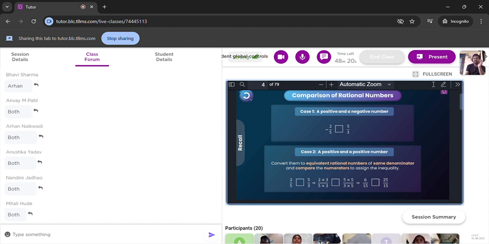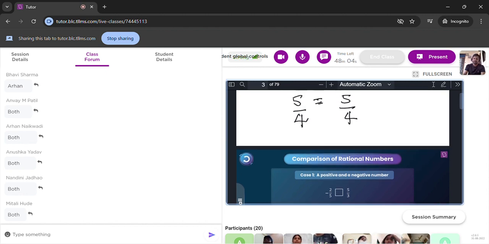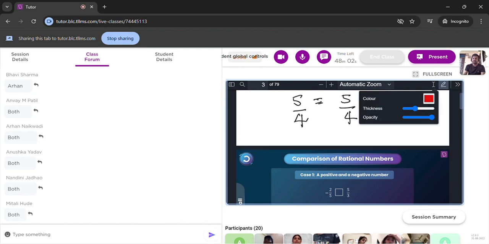We are given two rational numbers. First one is minus 2 divided by 5, and second one is 5 divided by 3. Now we have to compare which one is greater, either minus 2 by 5 or 5 by 3. For this, if we are given any two rational numbers and we have to compare which one is greater, then we have two methods. Just you can simply do the cross multiplication.